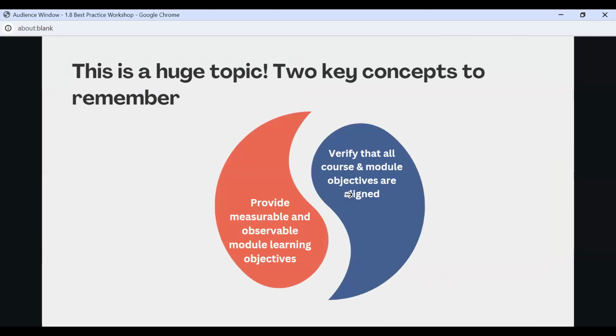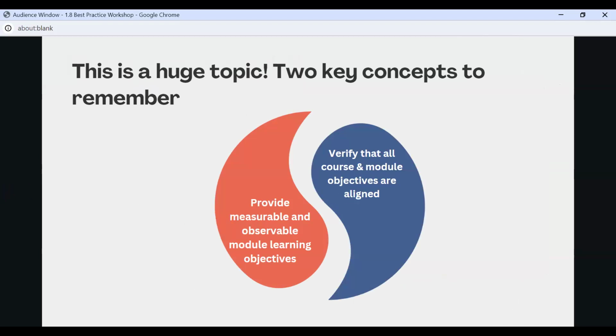So this is a huge topic, right? As all designers who are here and all of you know, we could spend a whole workshop series on writing quality learning objectives and then another on alignment, but we have only 30 minutes and now like 21. So these are going to be high level need to know key concepts in this workshop.